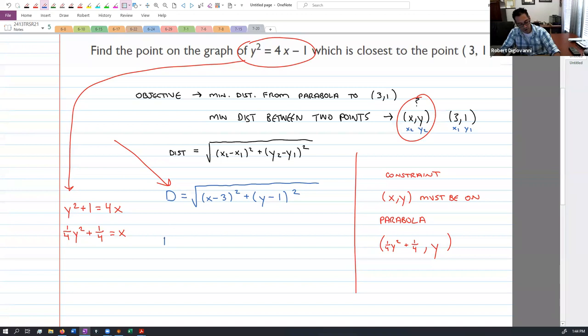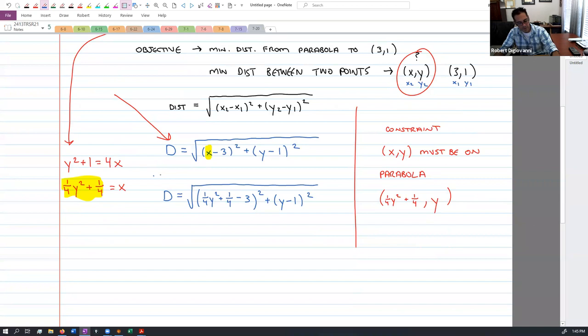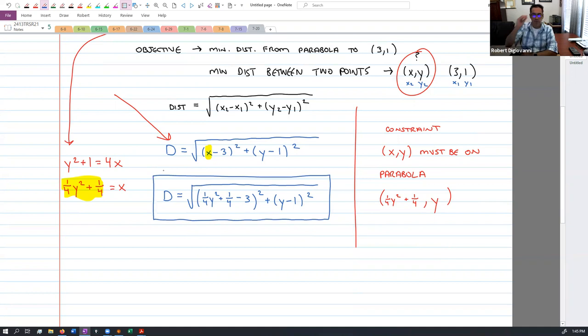So now what I'm going to do is come back in here, and I'm going to replace the x with this. Okay, because that's what it is. So it's going to be 1/4 y squared plus 1/4, that's what x is, minus 3, all of that squared, plus y minus 1 squared. And there it is. We have our distance formula. It is now a function of one variable, isn't it? Right, d of y. So I could change that to d of y. What's the next step?